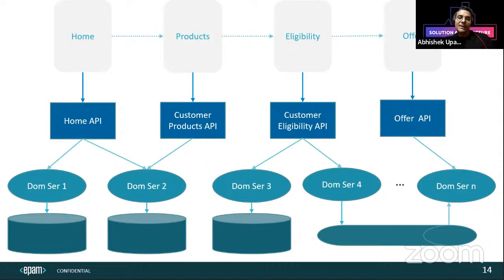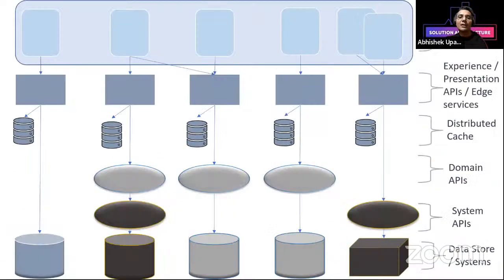And in some places this experience API is also called edge services. The terms will differ. And so if we take this concept, what have we discussed till now? That, okay, at the top we have a channel or UI, and then we have a layer of experience APIs, or call it presentation APIs, or we can also call it edge services. There can be other names also.